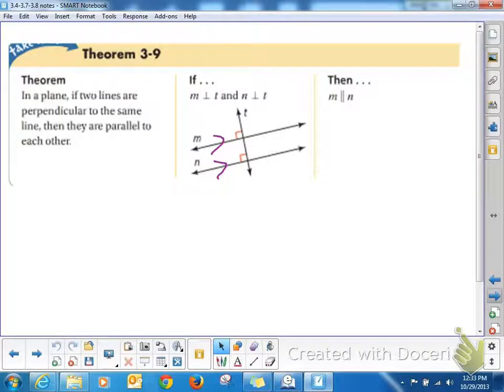And you might remember, this is kind of like corresponding angles also. If these angles are equal to each other because they're both 90, then you could prove using corresponding converse that these lines were parallel also. But this is an easier theorem to use because we can prove it using corresponding converse. And that's what a theorem is, something you can easily prove.